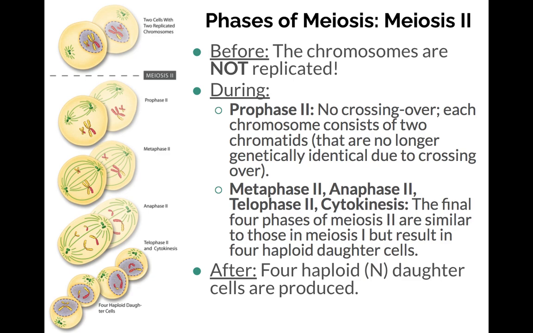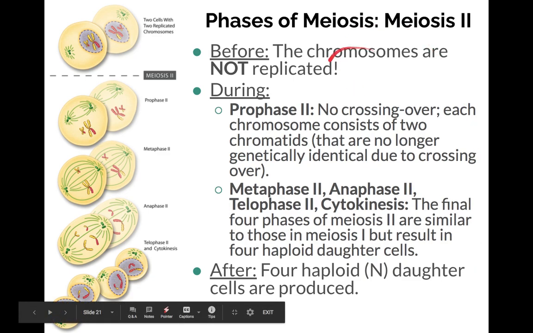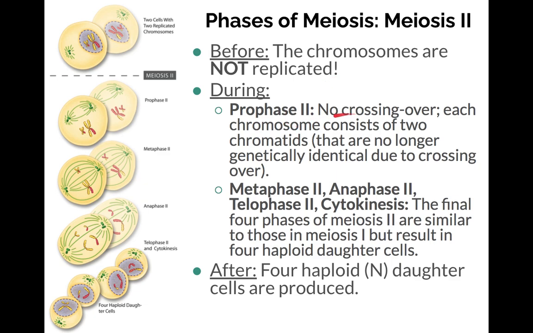Now for meiosis 2, before it happens, the chromosomes are not replicated. We don't need to do that because that already occurred before meiosis 1. Now, during prophase 2, we don't have to have crossing over, right? It already occurred. We already have that new genetic combination. And instead, each chromosome, at this point, consists of 2 chromatids, and they are no longer genetically identical due to the crossing over that occurred in prophase 1.